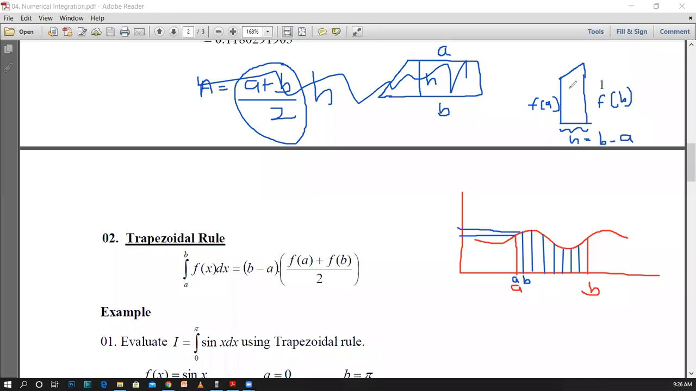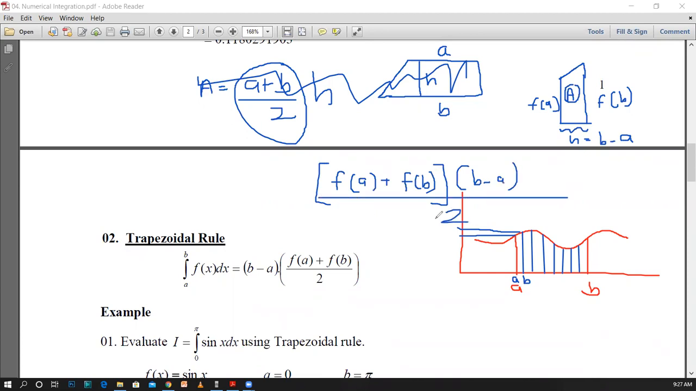Now if you consider the area of this trapezium, it is the addition of these two, FA plus FB, multiplied with h, which is b minus a, and the whole part has to be divided by 2. Therefore, this is how we are using the trapezoidal rule.